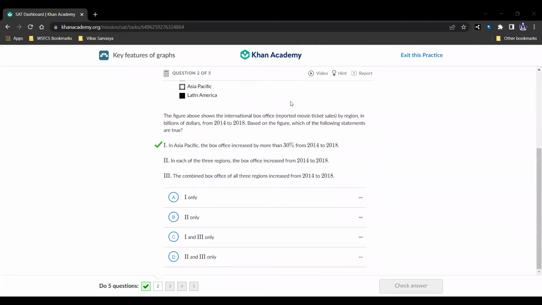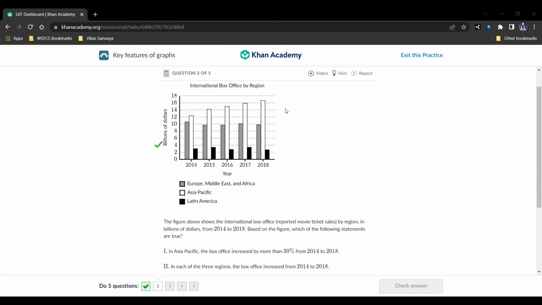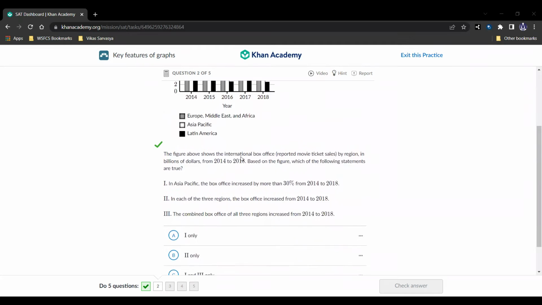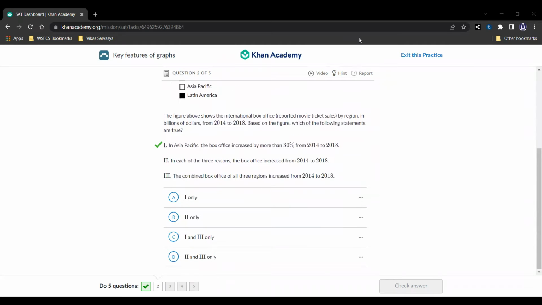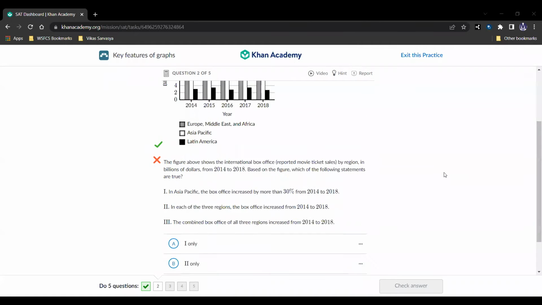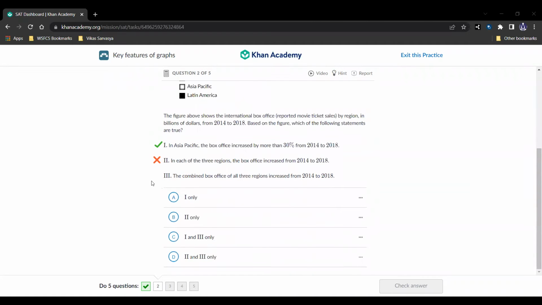All right, now what? Well, the second one is in each of the 3 regions, the box office increased from 2014 to 2018. In Europe, Middle East, and Africa, it actually kind of went down. Asia Pacific, it went up, but in Latin America, it also kind of stayed stagnant, maybe it went a bit down. So 2 is going to be wrong. 2 is wrong.